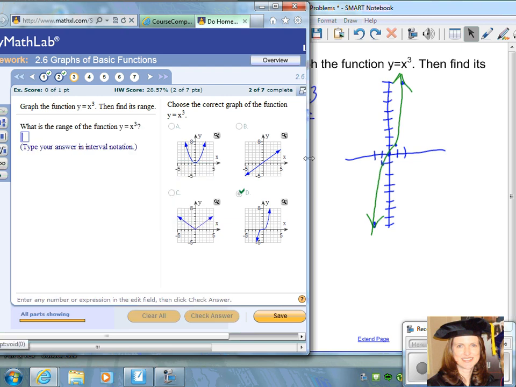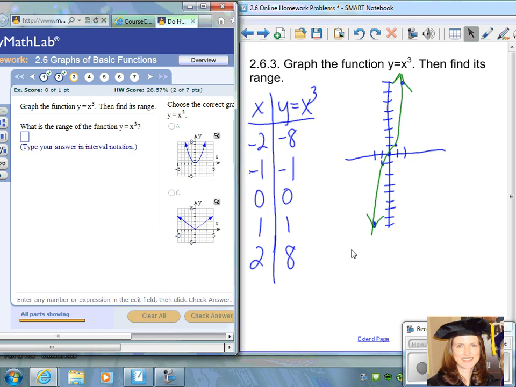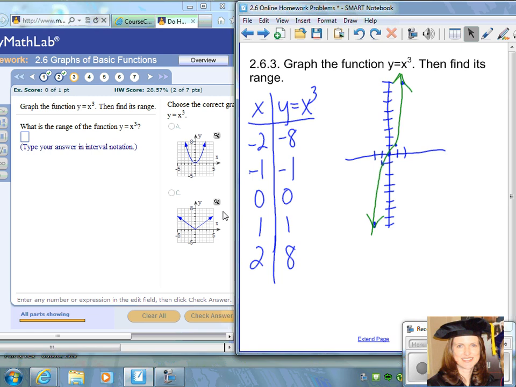And then let's talk about the range of the function. Again, the range is the y values. Look at the y values. What do you think the smallest y value is that you're going to get out of the table and the largest y value that you're going to get out of the table?